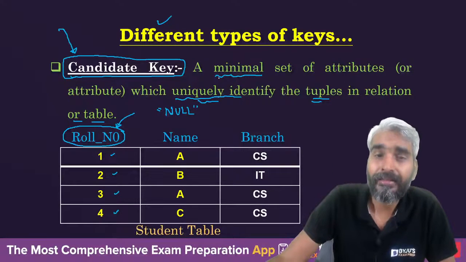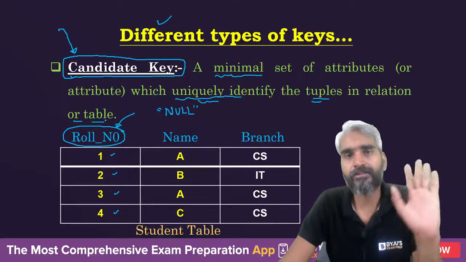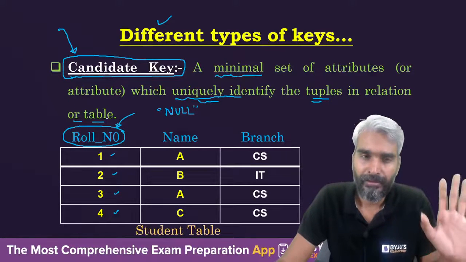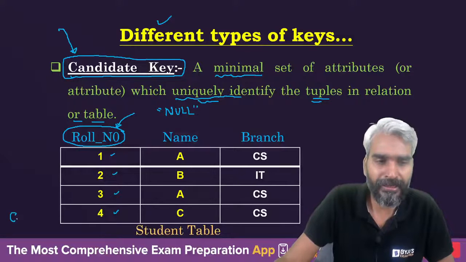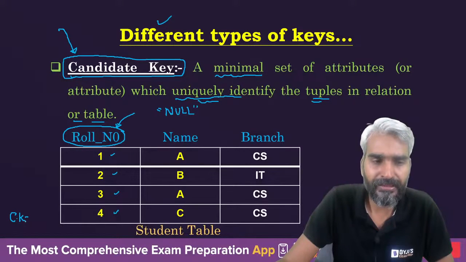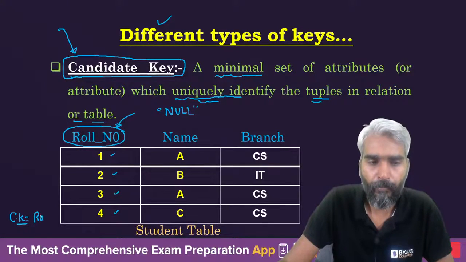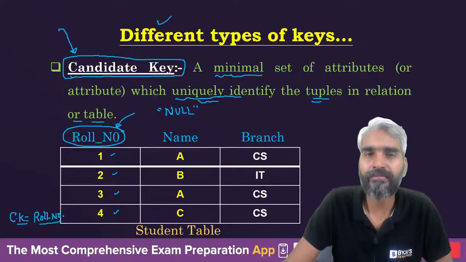So, what does it say? The minimal set of attributes which uniquely identify the tuples in a relation is called a candidate key. So, minimal. For this relation, what will be the candidate key? Sir, for this relation, the candidate key will be roll number.